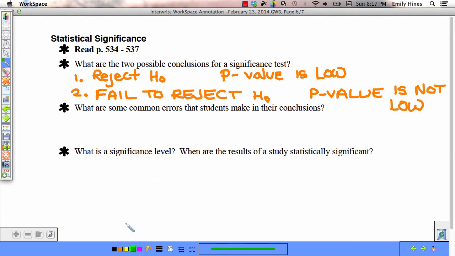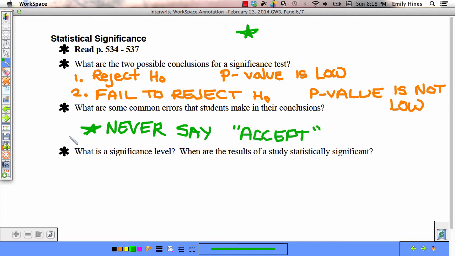Never say accept. Okay? And that's a common error. Never say you accept the null. You always need to say fail to reject, because what it means is that if your p-value gave you a value large enough to say, okay, this could theoretically happen if this were the true value. Okay? My p-value is large enough that theoretically it could happen if that were the true value. However, that doesn't mean it has to happen that way.